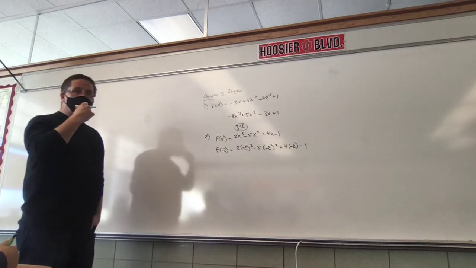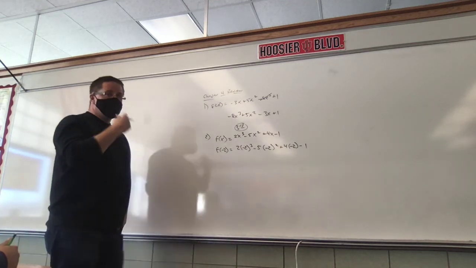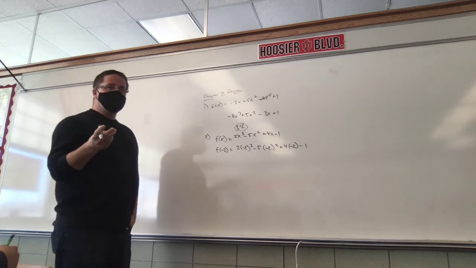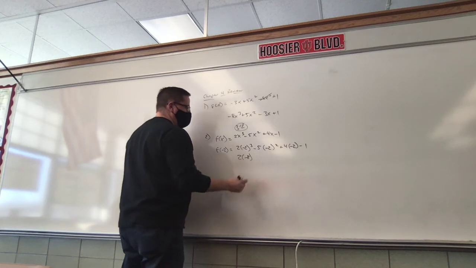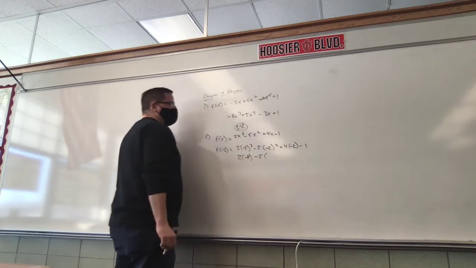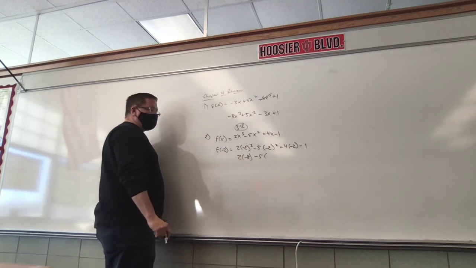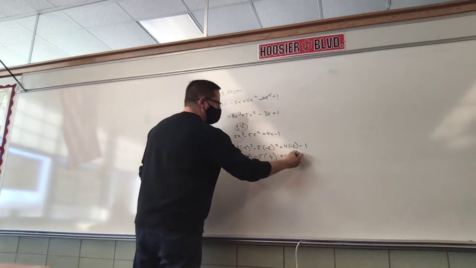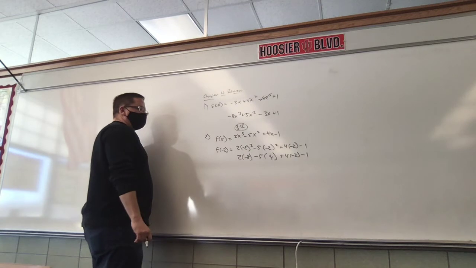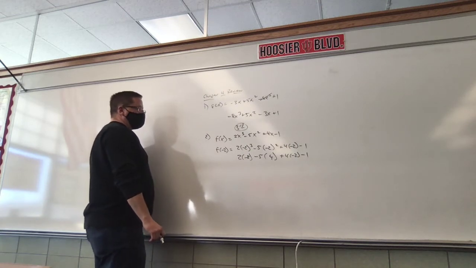So, do we times first or do powers first? Powers. Negative 2 to the third. Be careful, it's not negative 6. Negative 2 times negative 2 times negative 2 is negative 8. So 2 times negative 8 minus 5. Negative 2 squared is negative 2 times negative 2, which is a positive 4. So we have 2 times negative 8 minus 5 times 4 plus 4 times negative 2 minus 1.